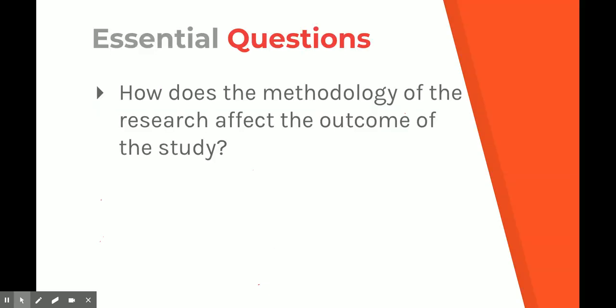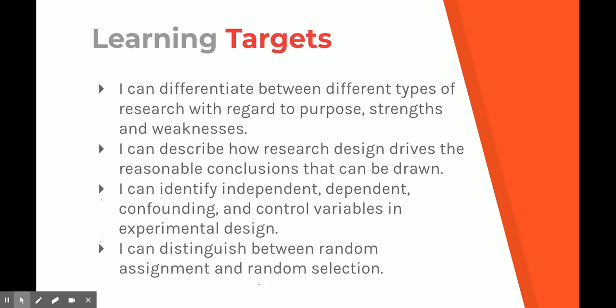All right, that brings us to experiments. So again, same essential question. Very similar learning targets. We're going to add a little bit more. One, I can differentiate between different types of research, again, with regard to purpose, strengths, and weaknesses. Two, I can describe how research design drives the reasonable conclusions that can be drawn. Three, I can identify independent, dependent, confounding, and control variables in experimental design. We will spend a lot of time in class practicing looking for those ideas. And finally, I can distinguish between random assignment and random selection.